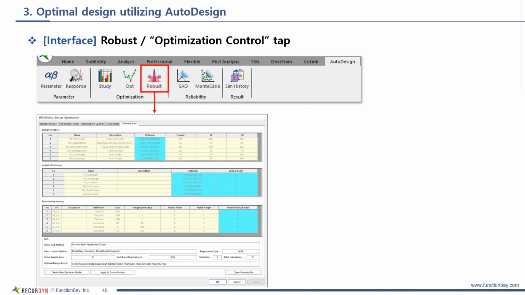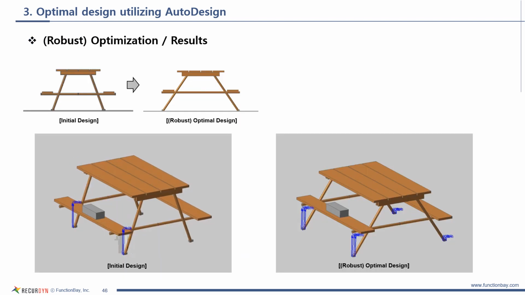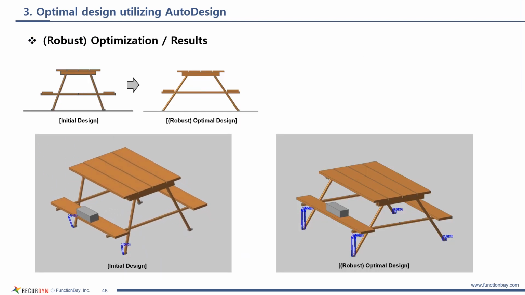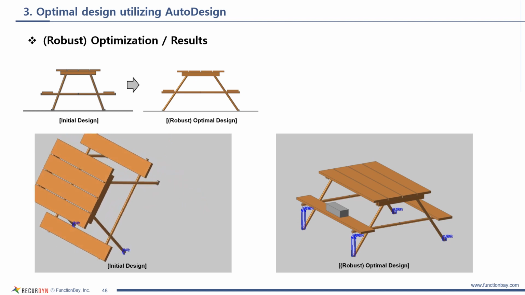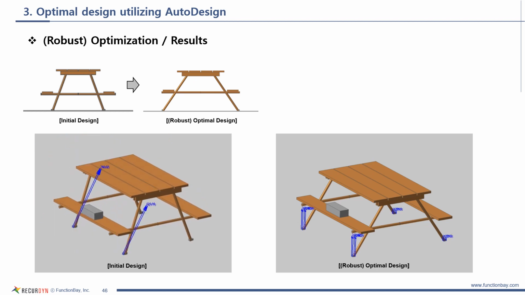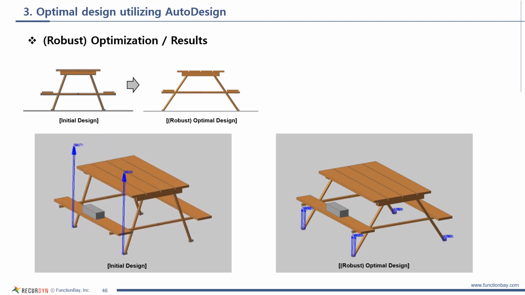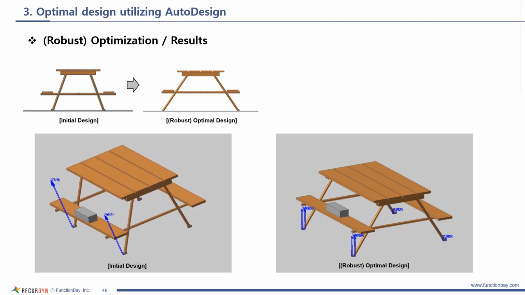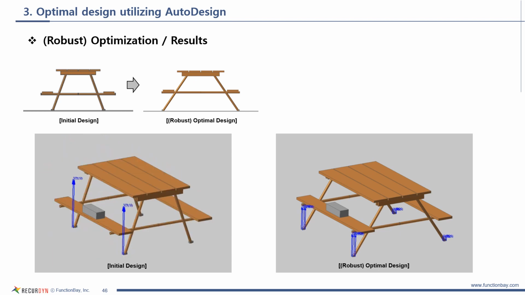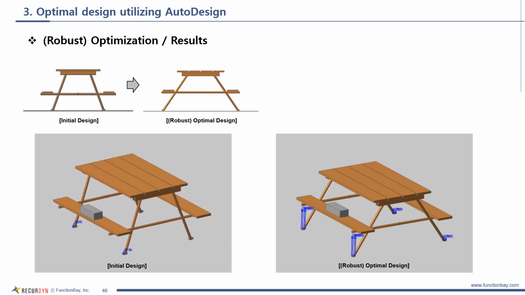The summary sheet also provides the same information as the deterministic optimization, in addition to displaying the values mentioned earlier. When comparing the robust design result to the initial design, we can observe that it remains stable and does not topple even under biased loads. So what are the differences between the deterministic results and the robust results?